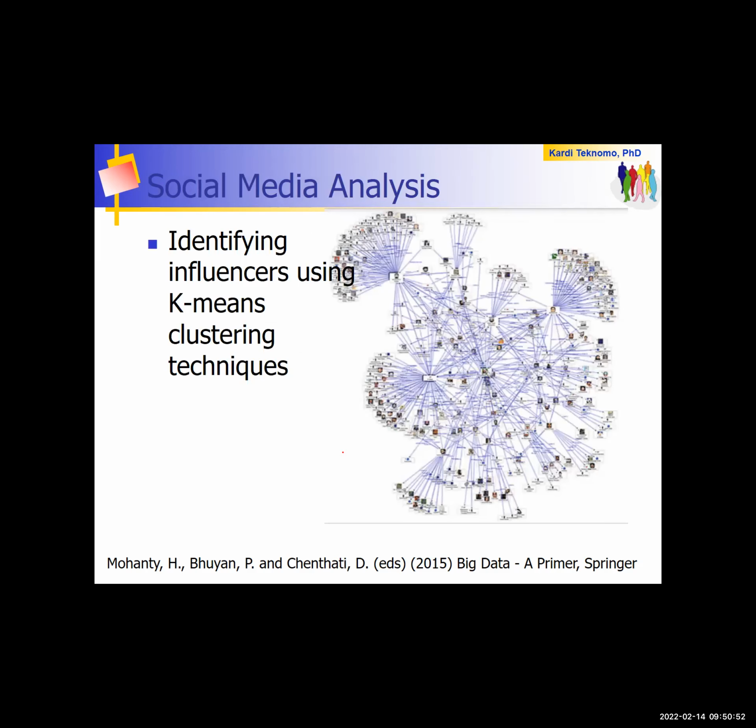This is an example of using k-means clustering to identify who the influencers are. From the social media analysis, you collect the data, for example the number of friends, the number of posts they are making, and the number of responses. Then you can cluster this, and you can identify who the hubs are among the social influencers here.